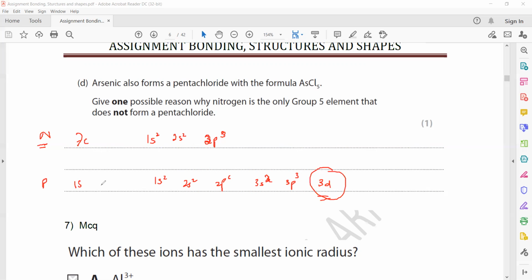So phosphorus can arrange electrons in d orbitals, but nitrogen cannot. There is no 2d orbital. We don't have any 2d orbital for nitrogen, but there is a d orbital available for the other elements in the same group, so they can adjust more electrons as compared to nitrogen. So the simple answer is, there is no 2d orbital.